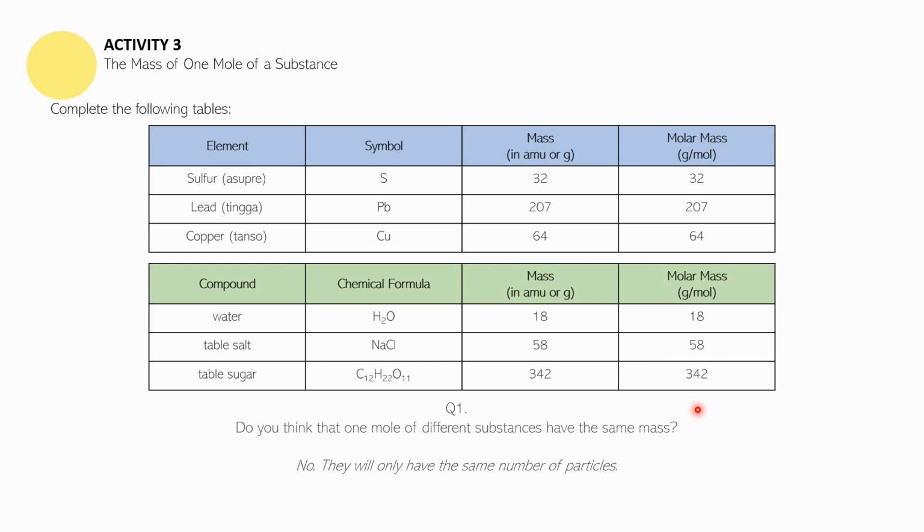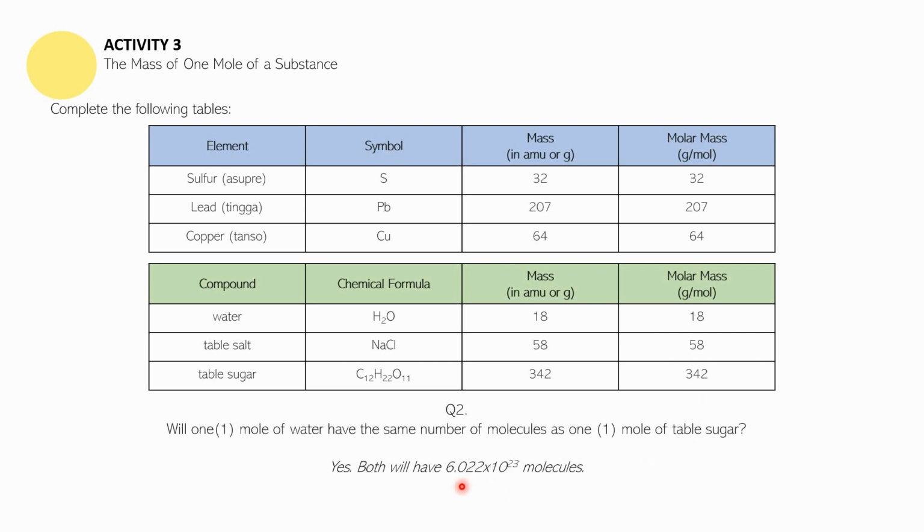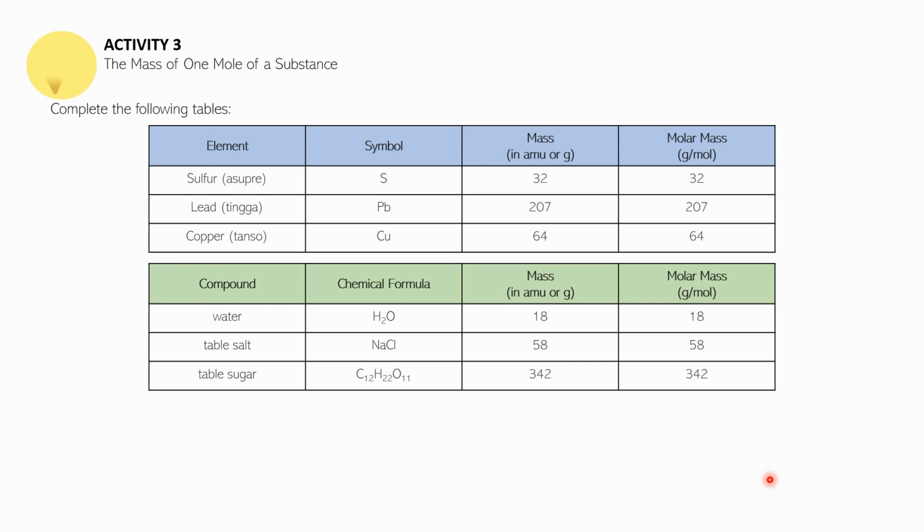The answer to question number 2 is yes, both will have the same number of molecules, 6.022 times 10 raised to the 23rd power molecules. It's the same answer for question number 3: 6.022 times 10 raised to the 23rd power atoms. And yes, the answer is yes. Again, I hope that you keep that in mind and don't forget that. So we're done with the second part of this session.